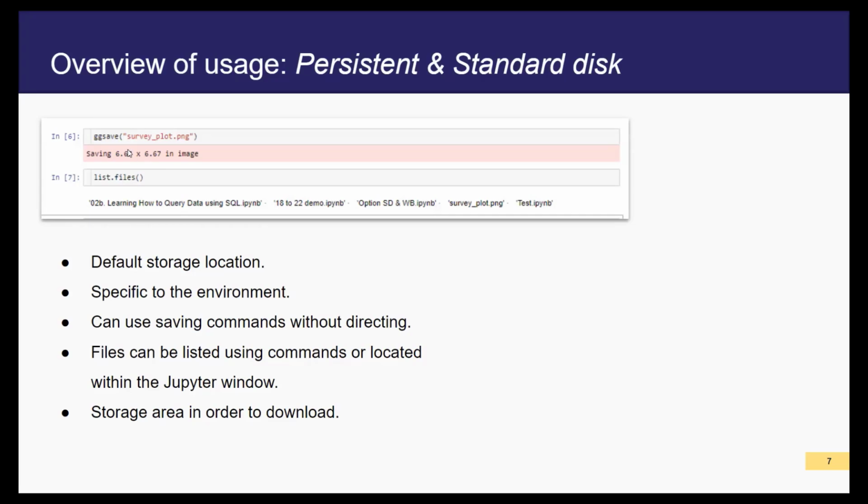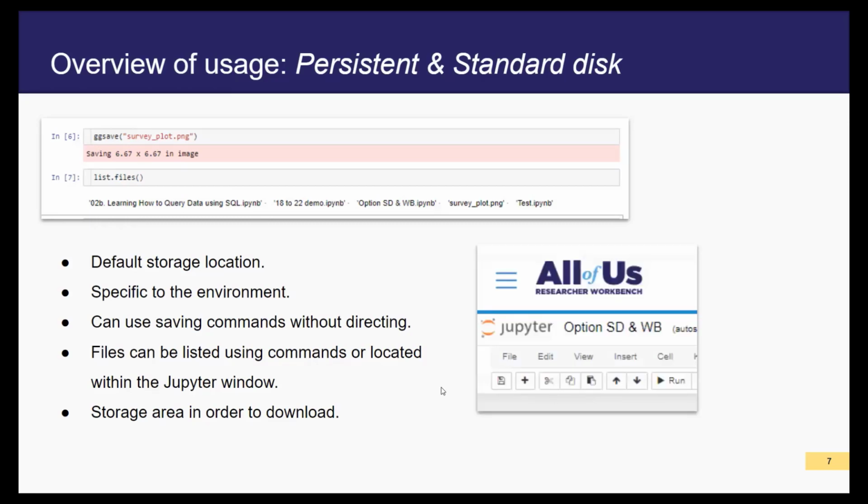ggsave surveyplot.png. Don't need to do anything else. Automatically goes to either the persistent disk or the standard disk. And then as you can see, you could just list the files right here in the Jupyter notebook and see what's in either of those disks.